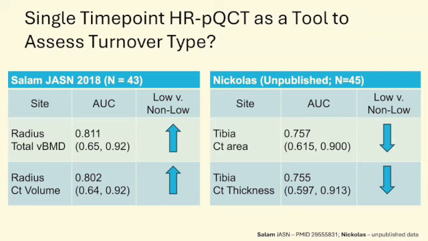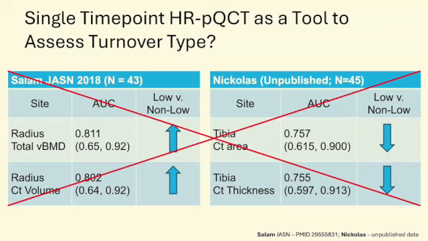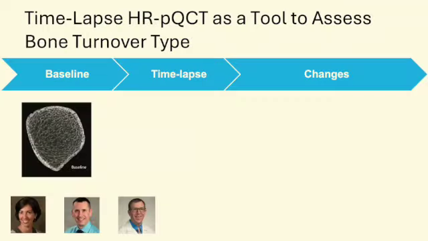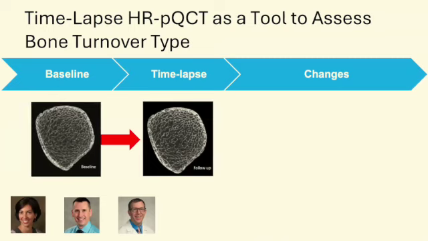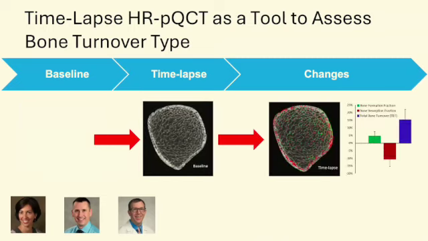So I don't think that HRpQCT, single time point HRpQCT, can give you any of this information. However, the time-lapse protocol that Galadia is now studying, I think, is very, very promising, where you obtain a baseline HR image, 2 months later a follow-up image, and then based on the differential changes that you see in the bone microarchitecture, you can derive a bone remodeling score. And based on the preliminary data, I think this looks really, really promising.